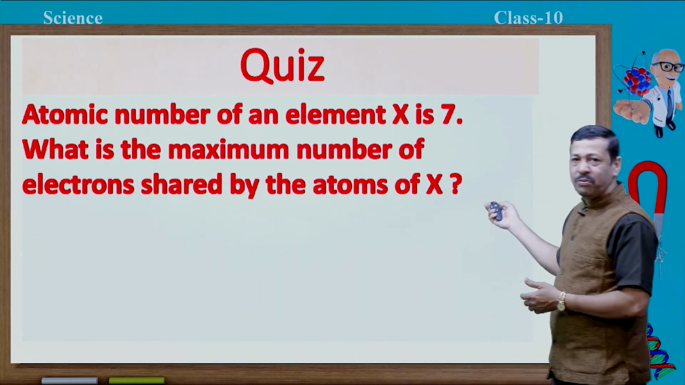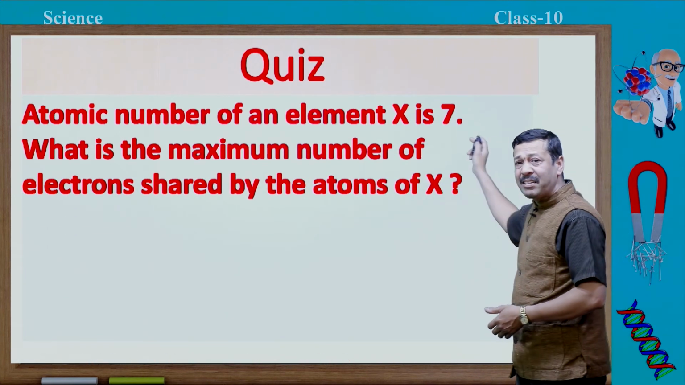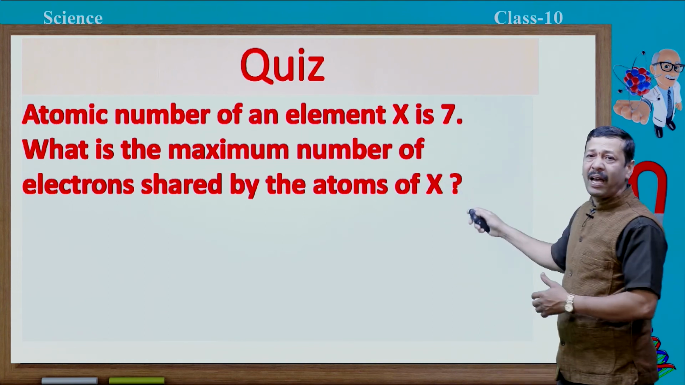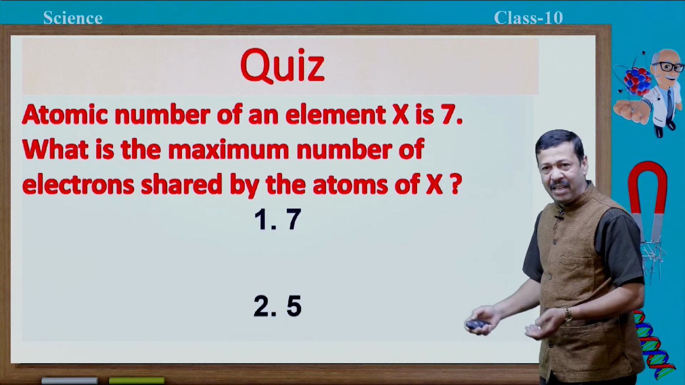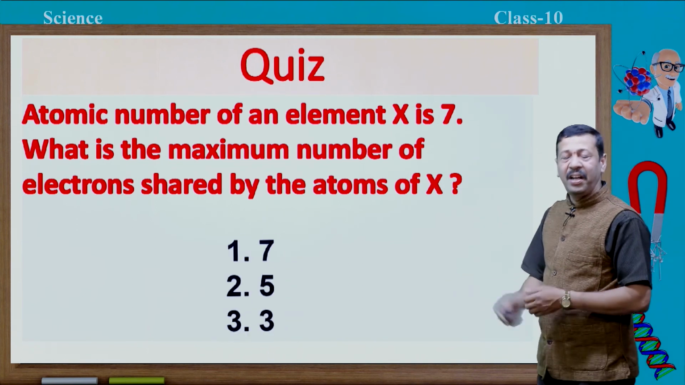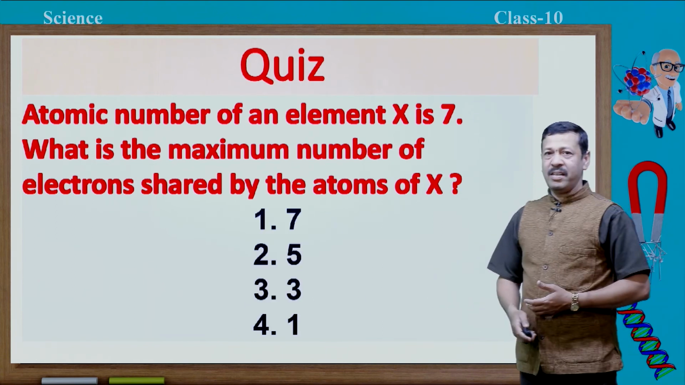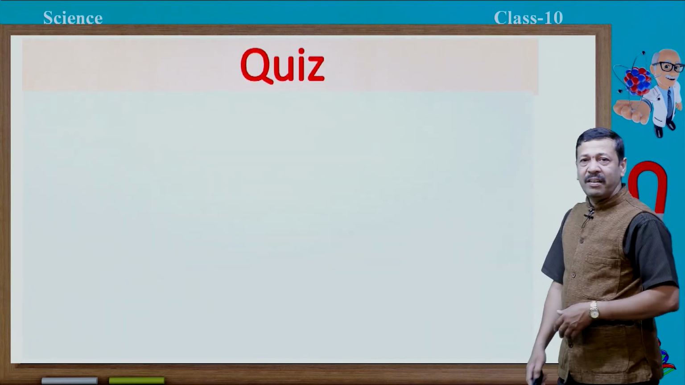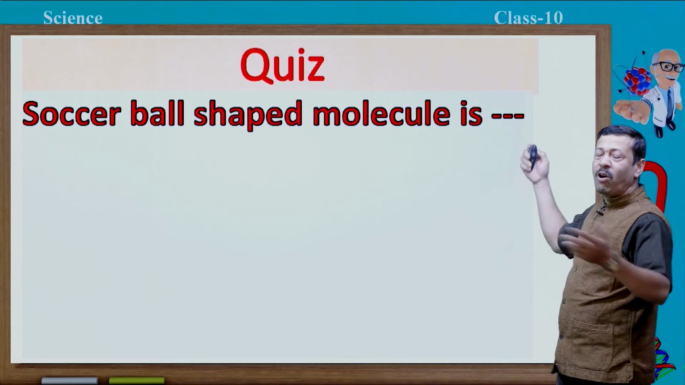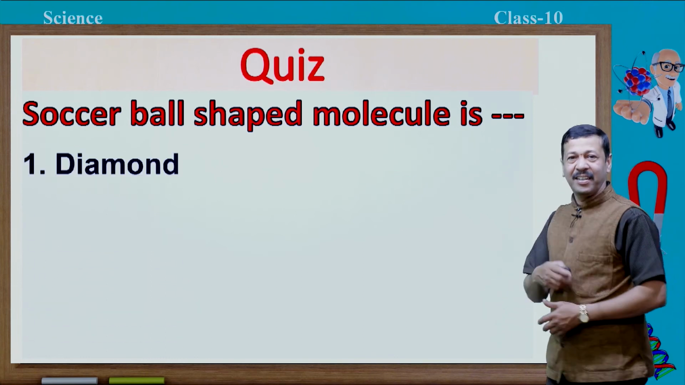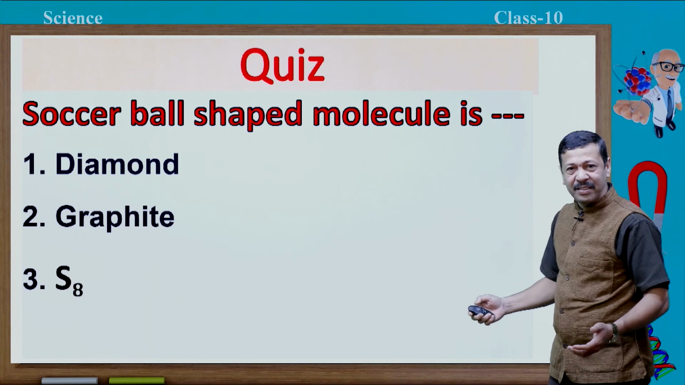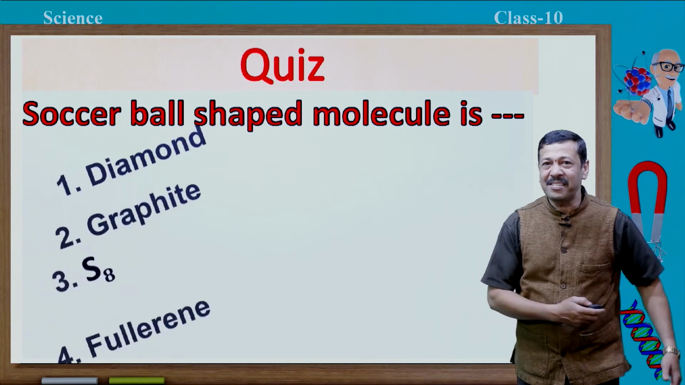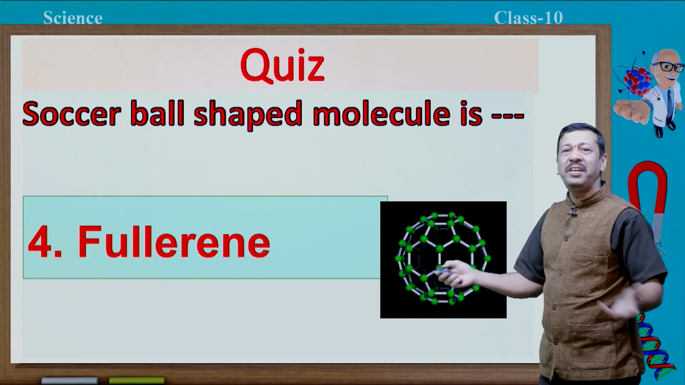Question number 2. The atomic number of an element X is 7. What is the maximum number of electrons shared by this atom? 7, 5, 3 and 1. What is your answer? Yes, let us check. The answer is 3. Next question. Soccer ball shaped molecule is, what is that? Diamond, graphite, S8, fullerene. What is your answer? Yes, you are right. Fullerene.